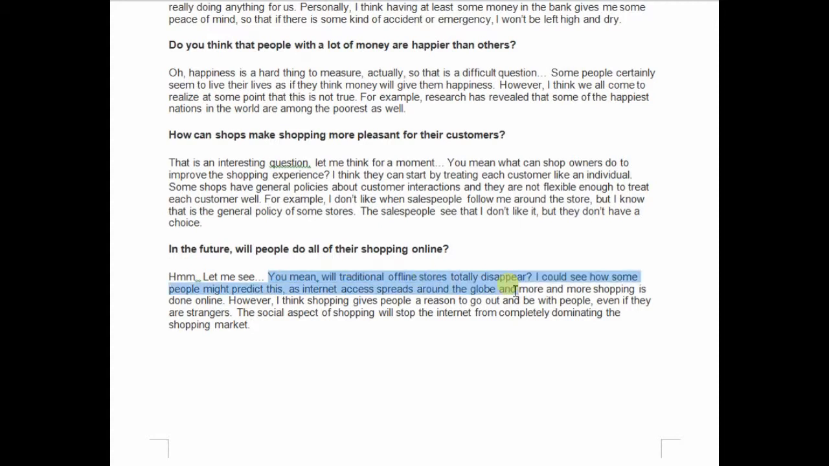Okay, so you can see the rephrased question. Okay, a kind of concession. Some people would say that. However, this, okay, and why.